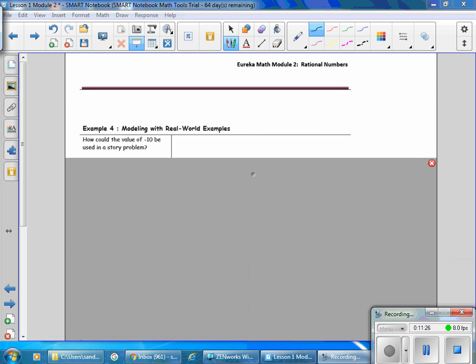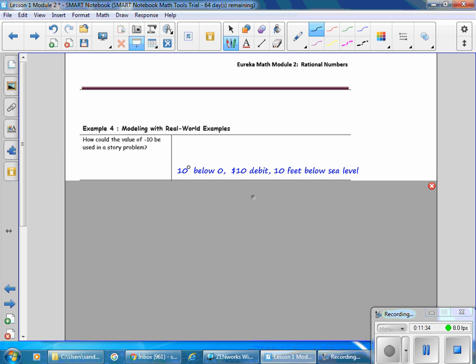Example 4, modeling with real-world examples. How could the value of negative 10 be used in a story problem? You could use 10 below 0, that would be negative 10. A $10 debit from a bank account would be a negative 10. And 10 feet below sea level would be a negative 10. See if you can come up with an example or two on your own.